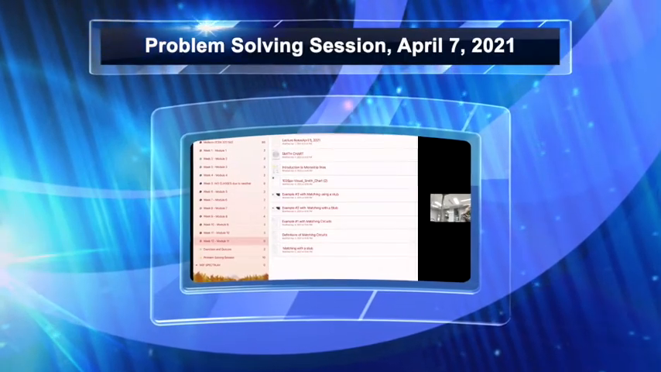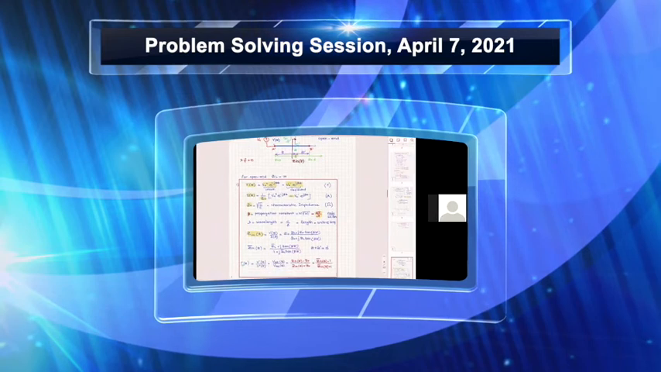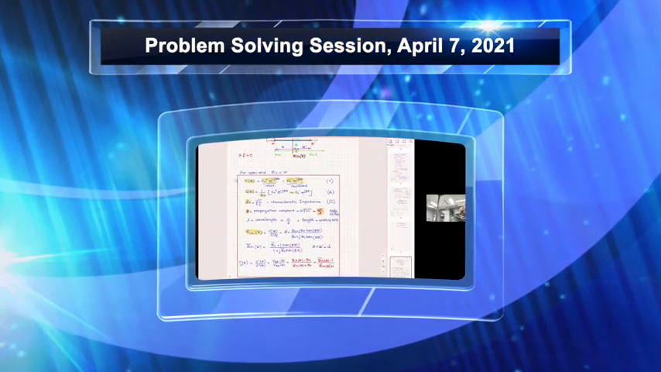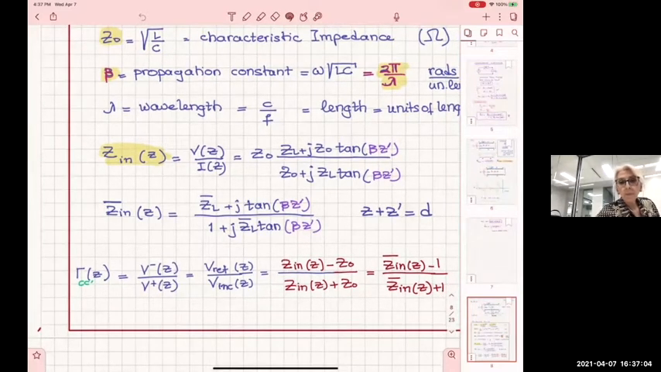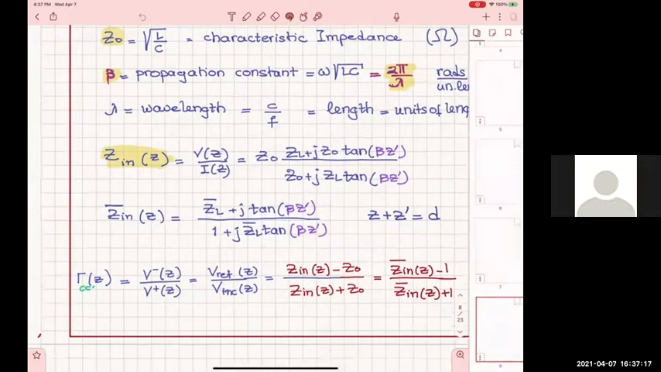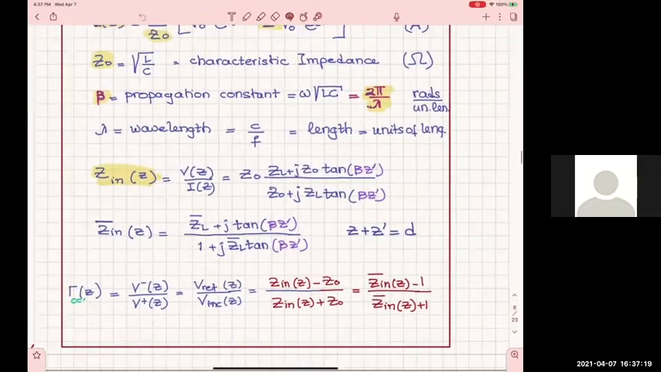Okay. So today what we said is that to find the reflection coefficient, we use this formula. And remind me what the question is in the homework, if you can. The question is, assume that ZL equals 100 ohms and calculate the reflection coefficient gamma L at Z0.